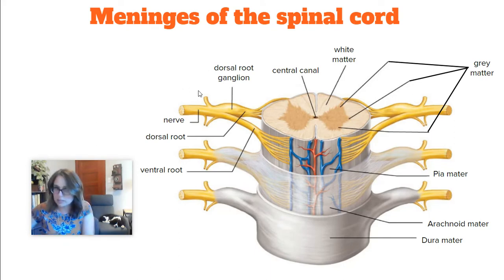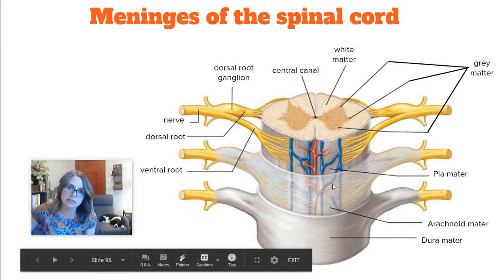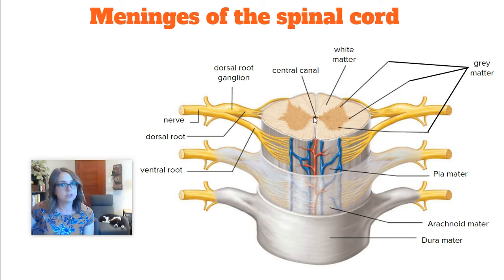One thing important to note, you will see a picture similar to this on the test, is the three layers of my meninges. Just like on the brain, outermost to innermost, think DAP: dura, arachnoid, pia, D-A-P. We have the central canal. You find CSF in that little canal. It connects to the ventricles of the brain. We have our white and our gray matter, of course. And then our ventral root and our dorsal root. You don't have to identify those on the test, but your dorsal root ganglion is a little bit thicker, remember, because the cell bodies of my multipolar neurons are found in here.